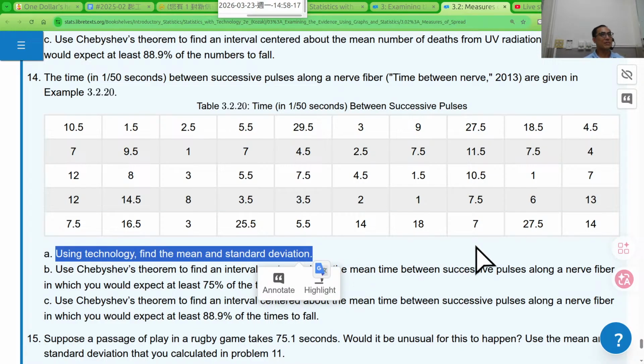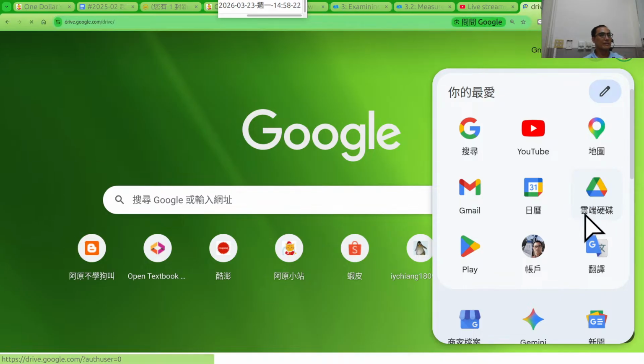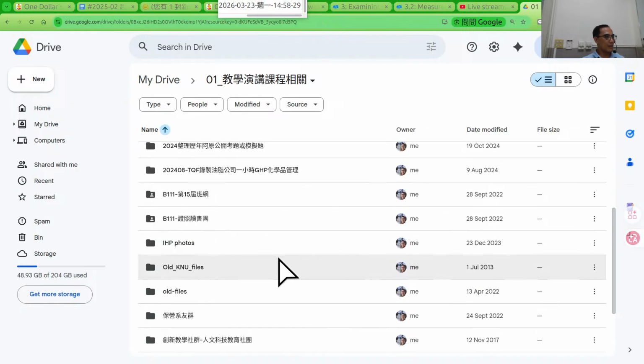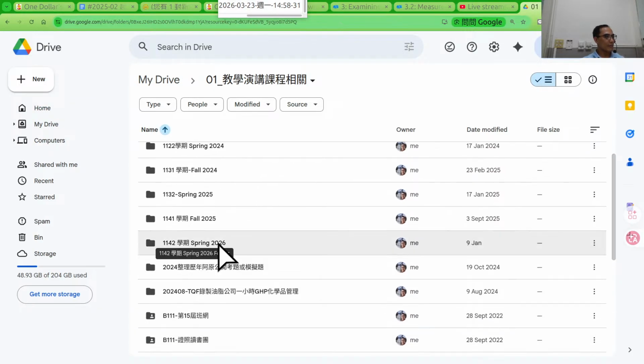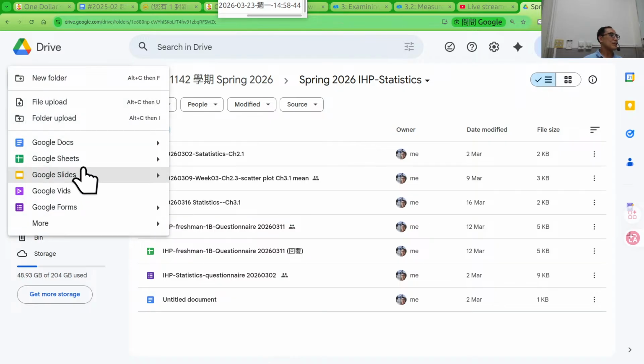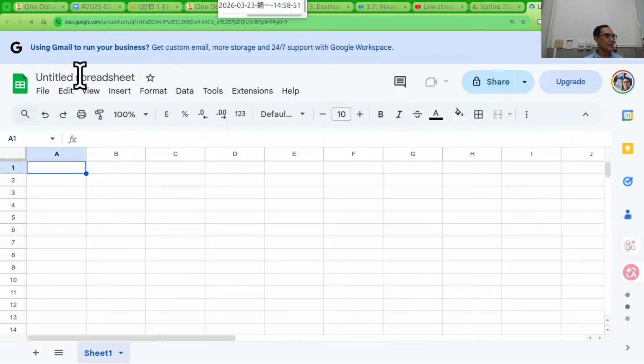You can follow my steps. Open your Google Drive. Go to your Drive. If you got lost, please let me know. And create a new Google Sheet, or you can call it Google Spreadsheet or Google Excel. Either one is okay.